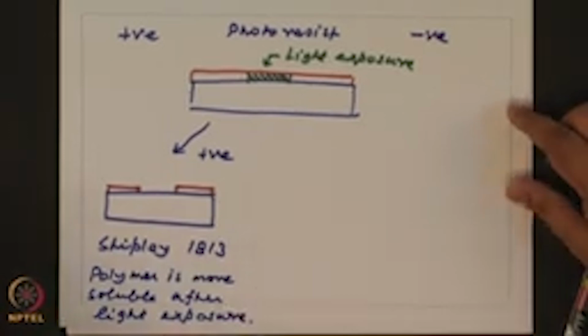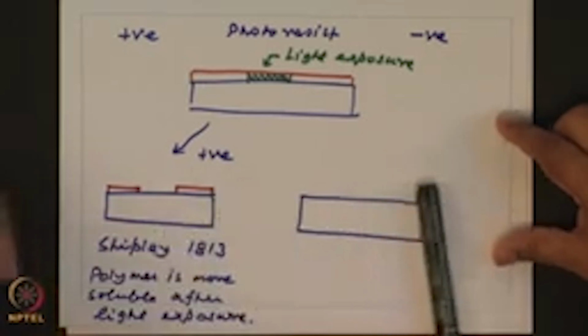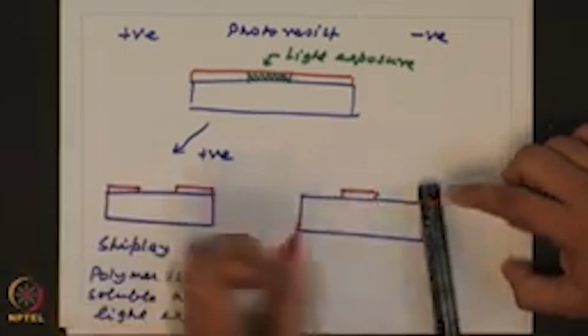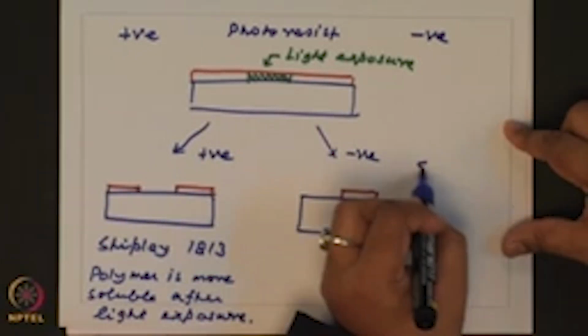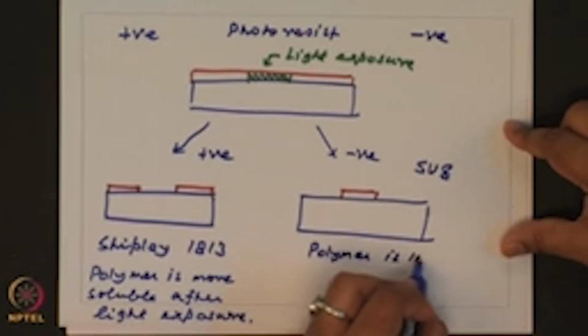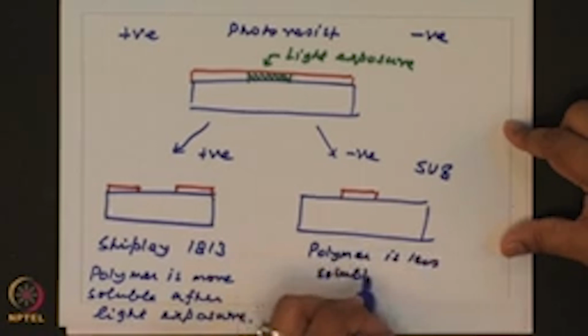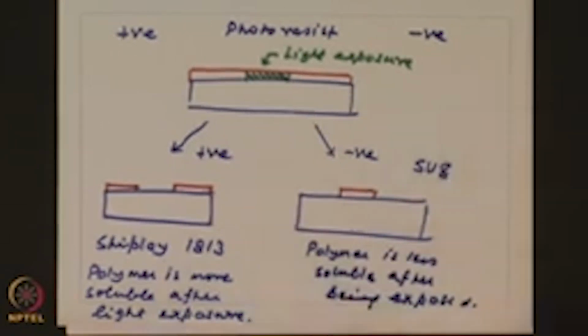In contrast, you can have the other situation. This is called negative photoresist. The polymer example is SU8. The polymer is less soluble after being exposed. In order to have positive and negative photoresist, you also will have two different types of photo masks.